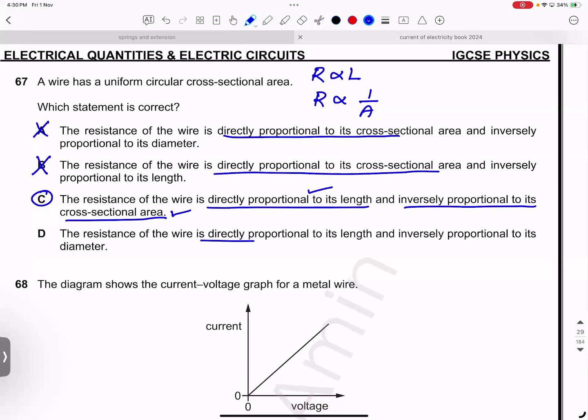Directly proportional to length? Yes. Inversely proportional to diameter? No. It should be the square of diameter. So that's why D is wrong. It should be inversely proportional to the square of diameter. That's why option D is wrong. Make sense?